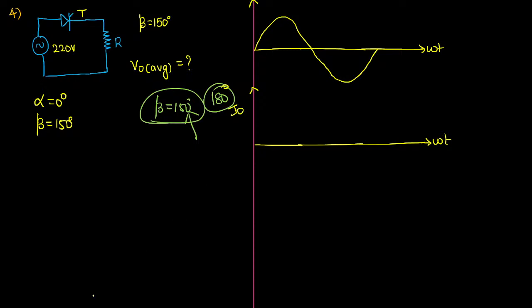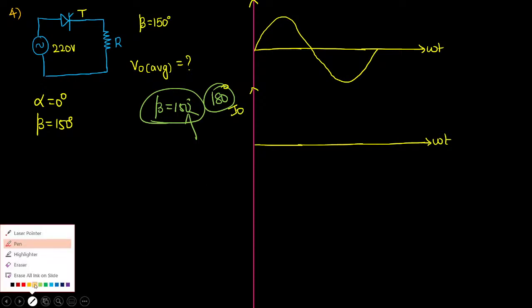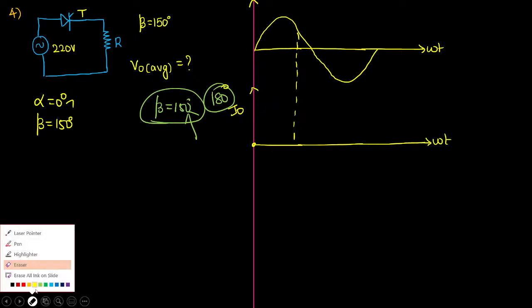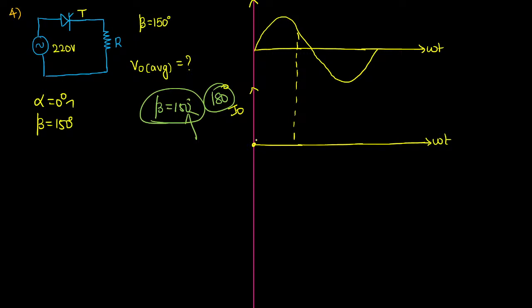Now tell me, when will this SCR turn on? At alpha equal to 0 degree, it means it will turn on here. How long will the SCR be in conduction? Up to 150, and 150 is somewhere here. Correct? Am I right? Yes sir. So what will the waveform be like? It is similar to a sinusoidal waveform like this.